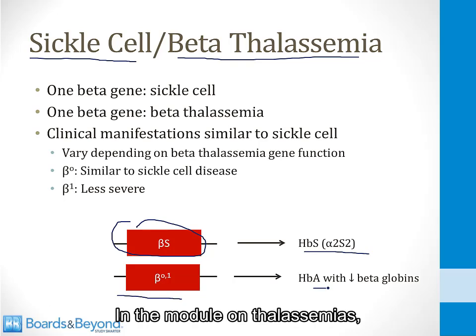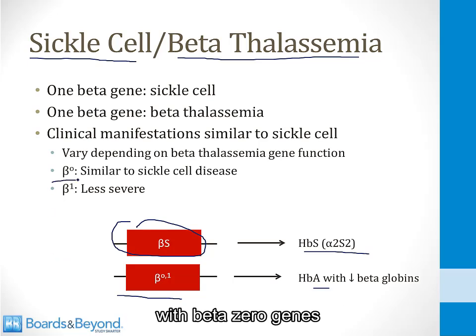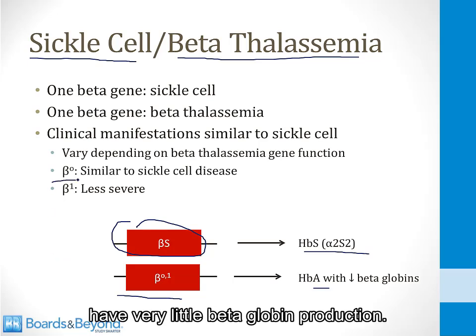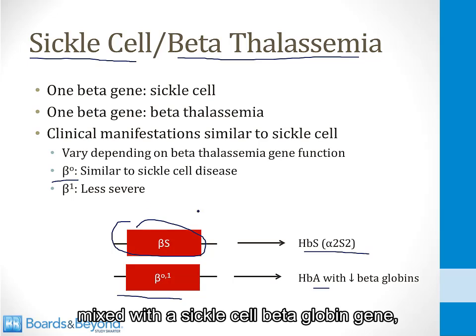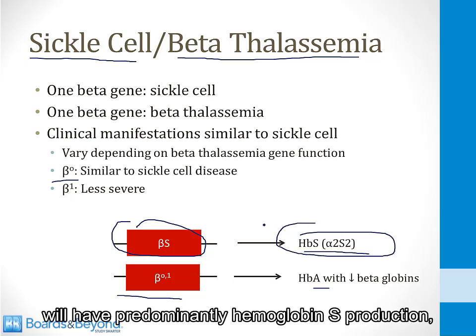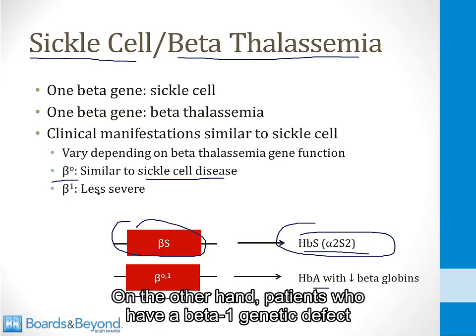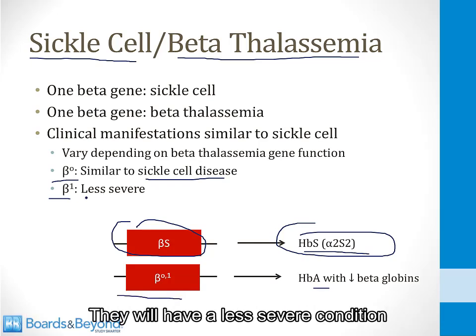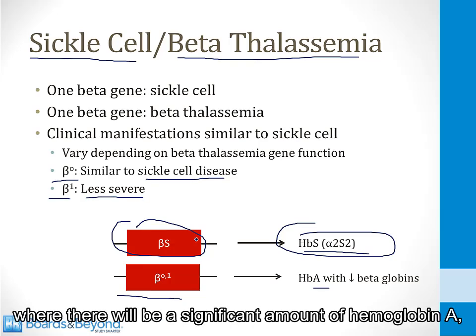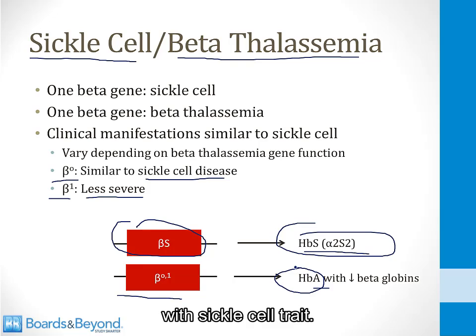In the module on thalassemias, I talked about how patients with beta thalassemia with beta 0 genes have very little beta globin production. So patients who have this mixed with a sickle cell beta globin gene will have predominantly hemoglobin S production, and they will have a disease that is very similar to sickle cell disease. On the other hand, patients who have a beta+ genetic defect in beta thalassemia can produce a reasonable amount of beta globin. They will have a less severe condition where there will be a significant amount of hemoglobin A, and they can behave closer to patients with sickle cell trait.